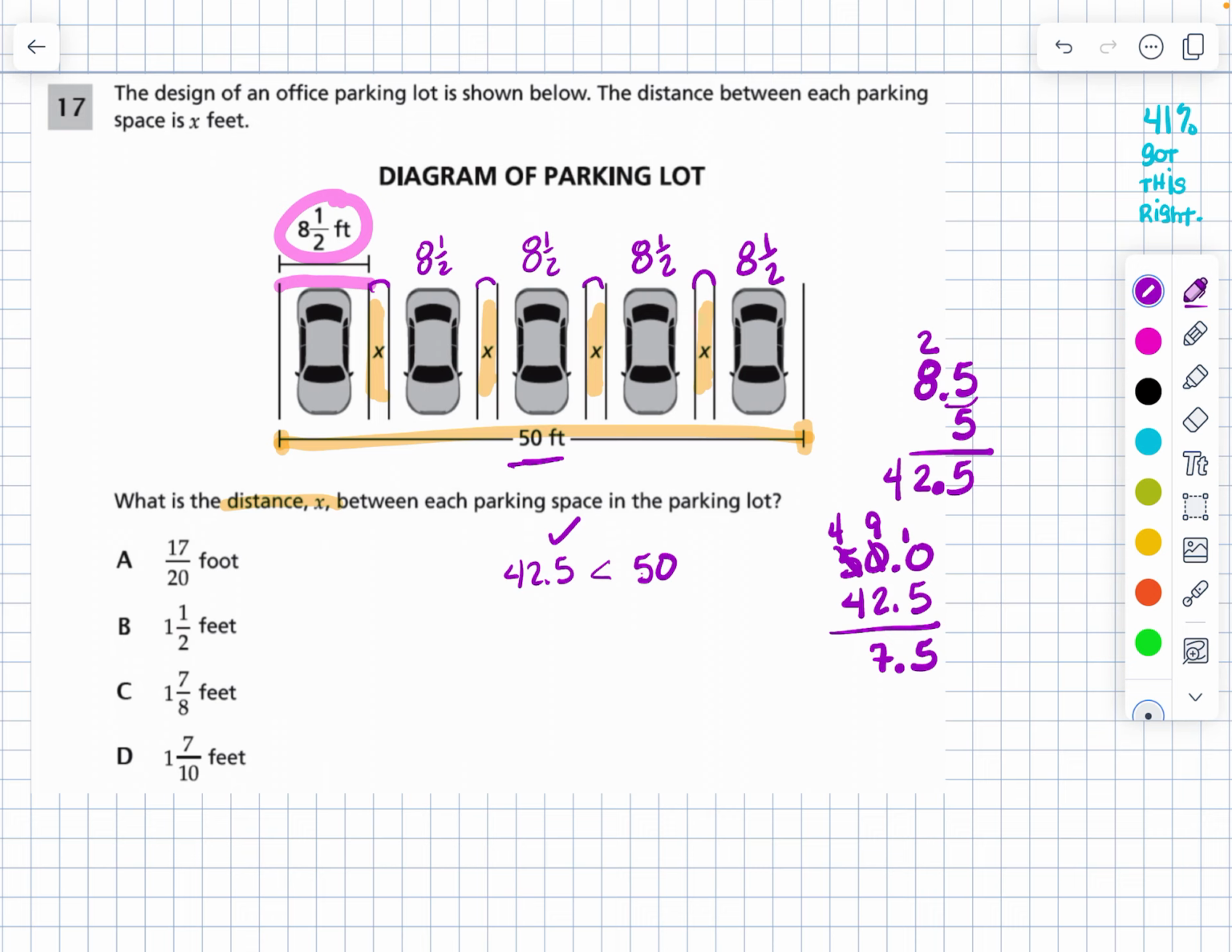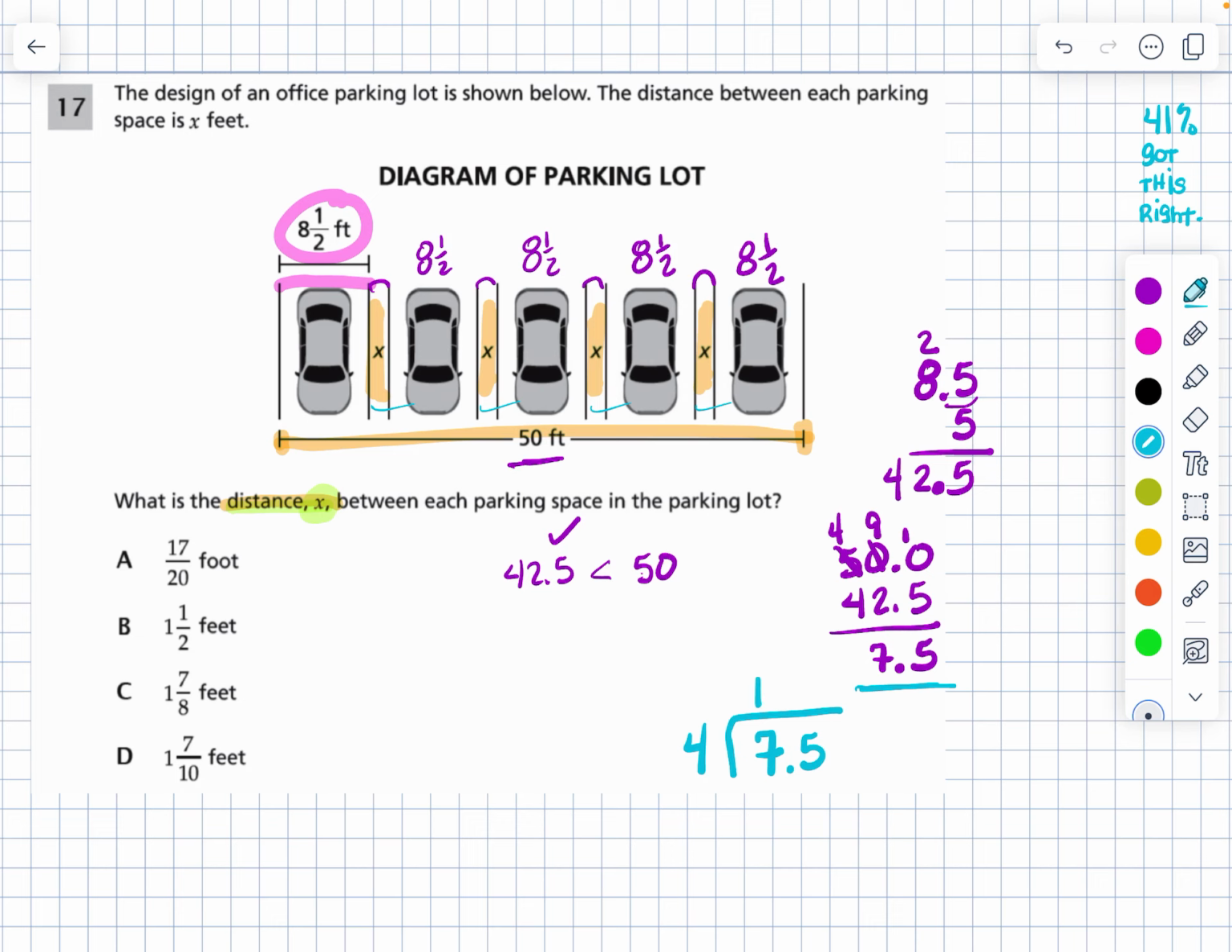But we don't want all of the x's. It's asking us for the distance x, so it's asking us for 1x. So I've got to take this value and divide it by 4, because I have 4 x's: 1, 2, 3, 4 x's. So I'm going to divide this by 4 to figure out what the distance of just 1x is.